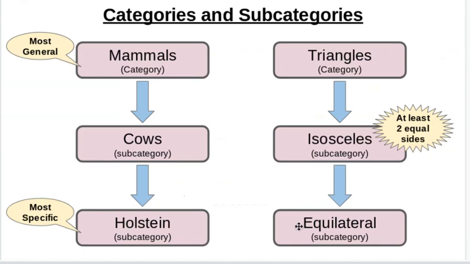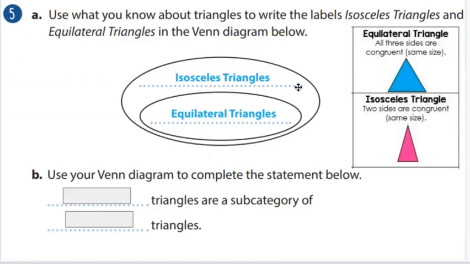Triangles, isosceles, equilateral. Again, broad, most specific at the bottom. And then looking here, again, you can see the broader it is, it's going to be in the larger circle. All equilaterals are isosceles, but not all isosceles would fit in here. So use your Venn diagram to complete these statements. Blank is a subcategory, and you can see that equilateral triangles are a subcategory of isosceles triangles.